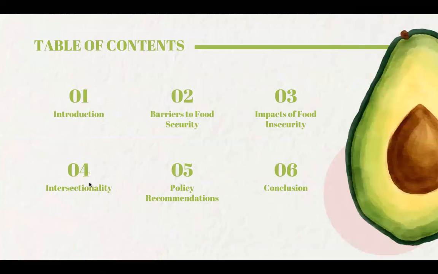For our presentation, we will start with an introduction of the concept of food security, then move on to discuss the barriers that university students experience that contribute to their food insecurity. We will then analyze the negative impacts on students' well-being, then a discussion on the concept of intersectionality in relation to food insecurity, and finally, we will end our presentation with a discussion of some policy recommendations to improve food availability for university students.